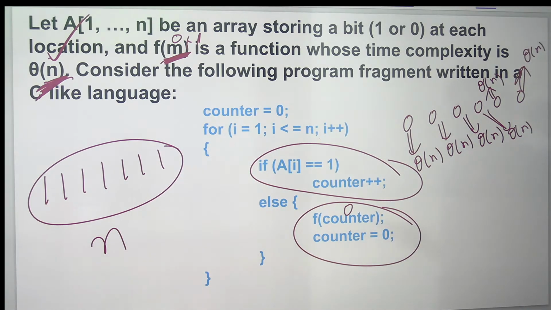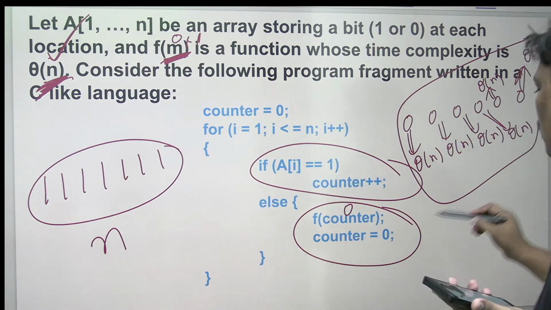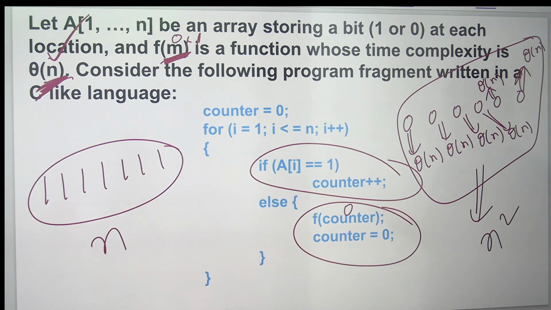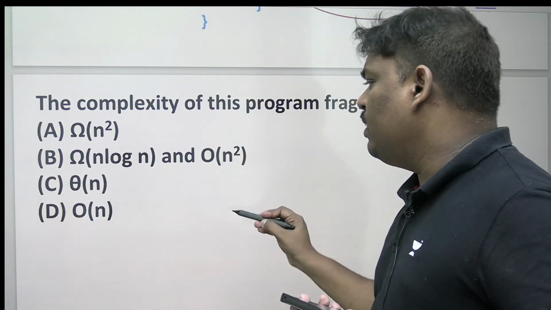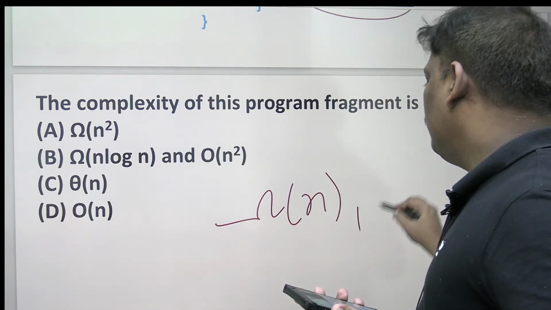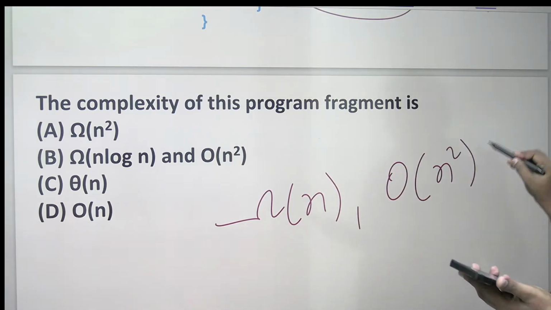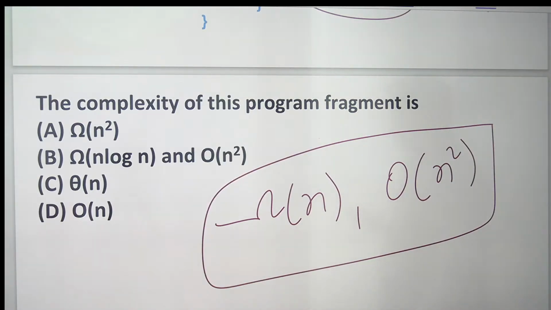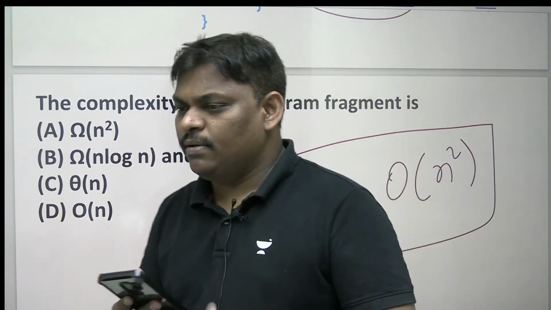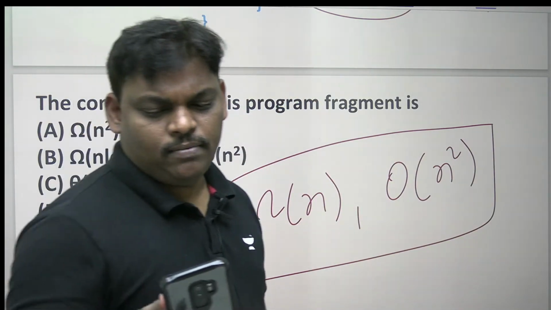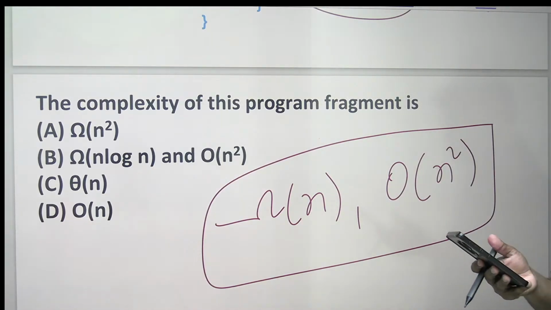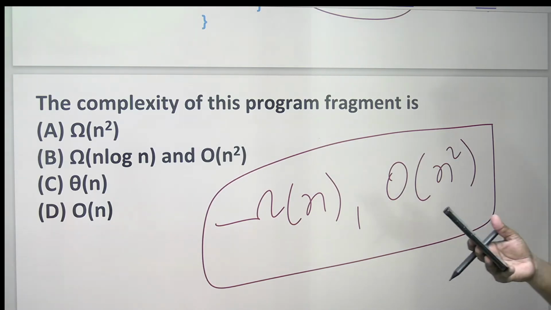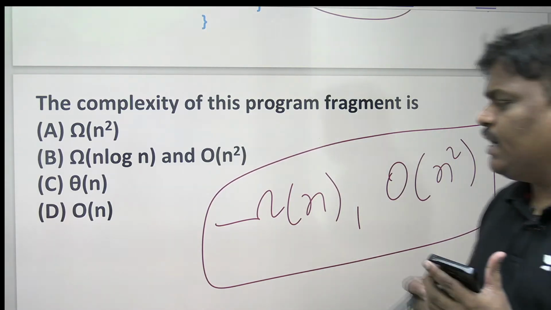So be careful, everyone. So I think for all zeros, n square. Remember, this program will give minimum n, maximum n square. This program will take minimum n and maximum n square.